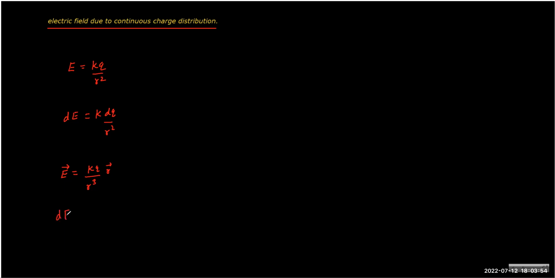So the dE vector you can write as k dq by r cube into r vector. So generally we write r vector in terms of i cap and j cap. That's a way of writing. Okay.